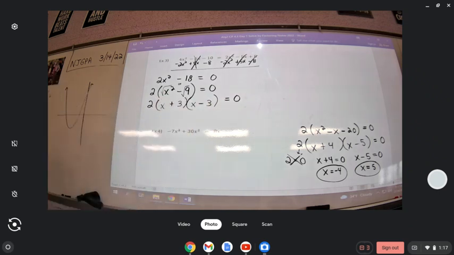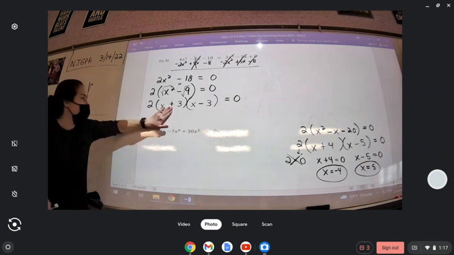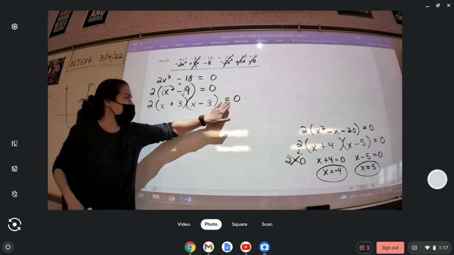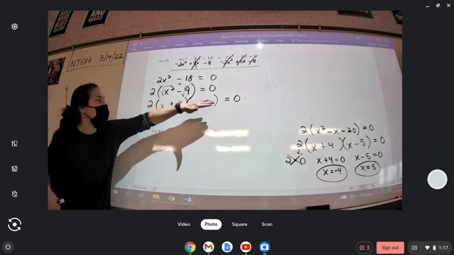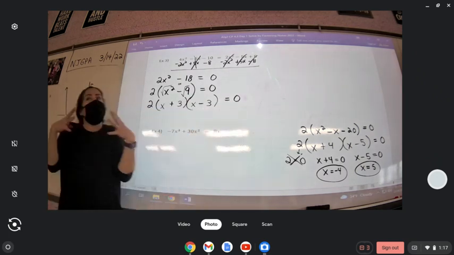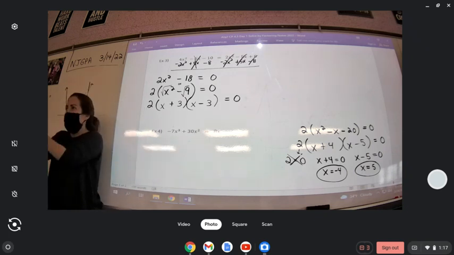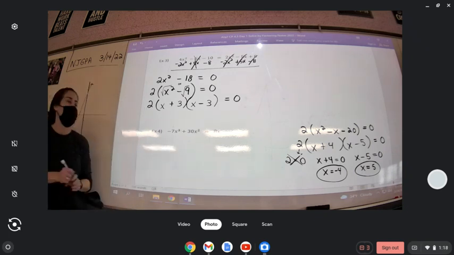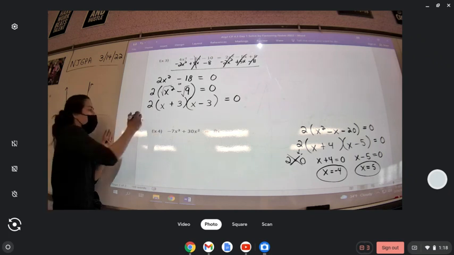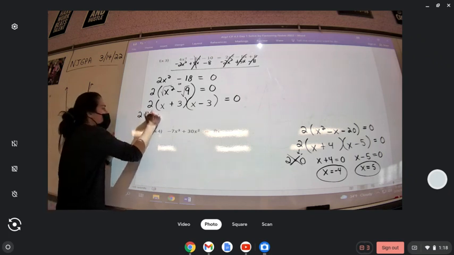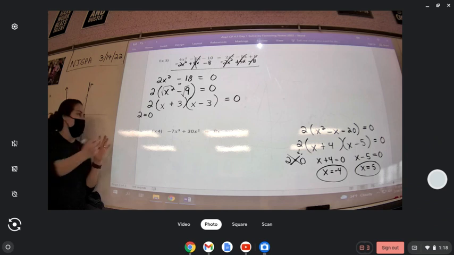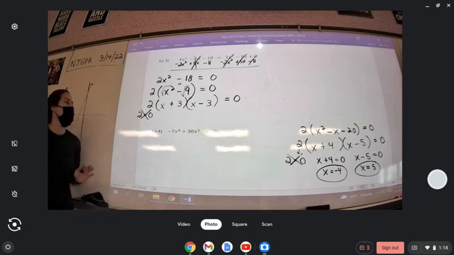Okay. So now look at what the problem says. The problem says that this times this times this has to equal 0. The only way this is multiplying to equal 0 is if somebody equals 0. So now we set all of our factors equal to 0, and we find all possible solutions. So guys, 2 is a factor. Set them equal to 0, but do you get an answer from that? No. So he's not good.